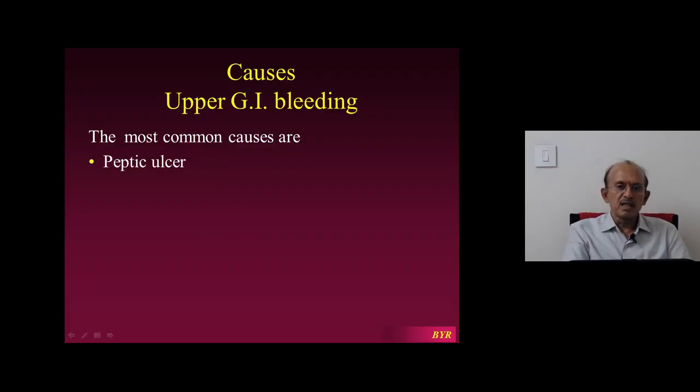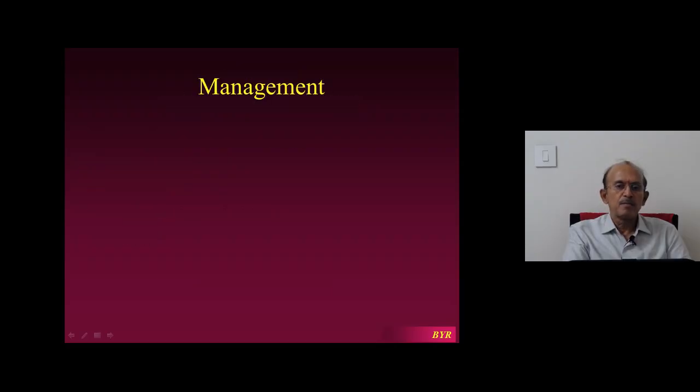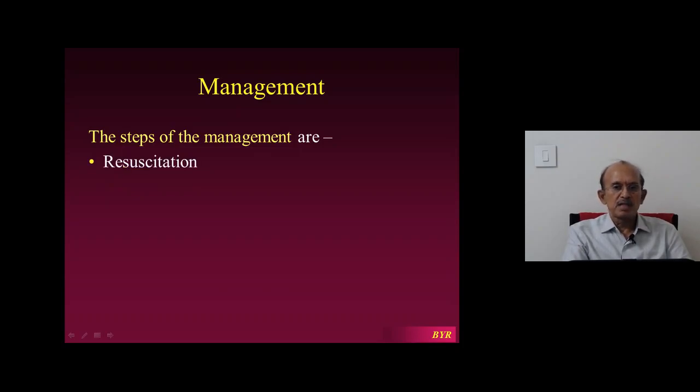So out of so many causes, the most common causes being peptic ulcer, erosions, Mallory-Weiss tear, and varices. Management of hematemesis. So the patient has come to you with vomiting of blood. How do you manage? First, you resuscitate him if he is in hypovolemia. Then you diagnose what is the cause for this bleeding. Then you give the treatment necessary for that particular disease.